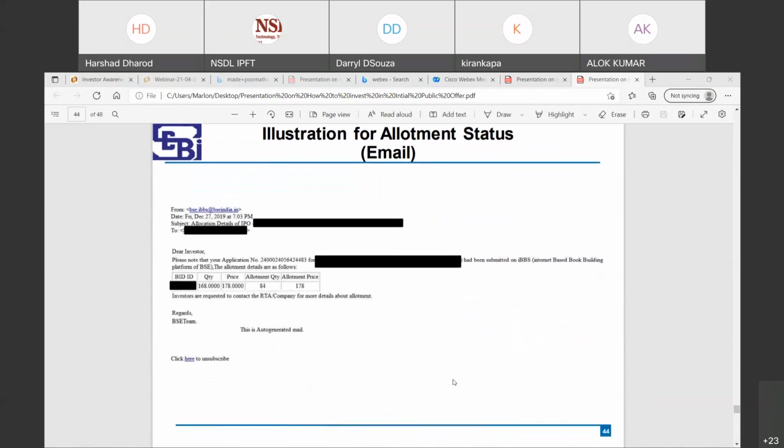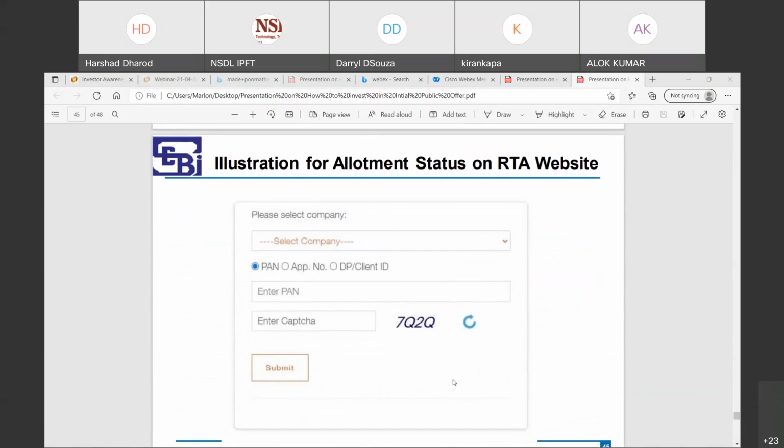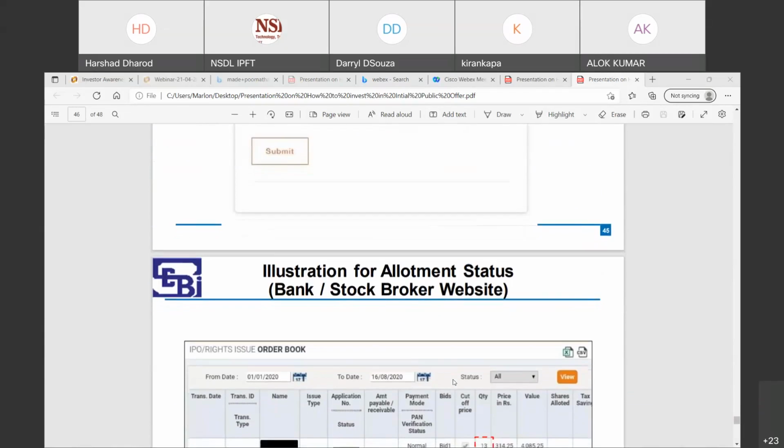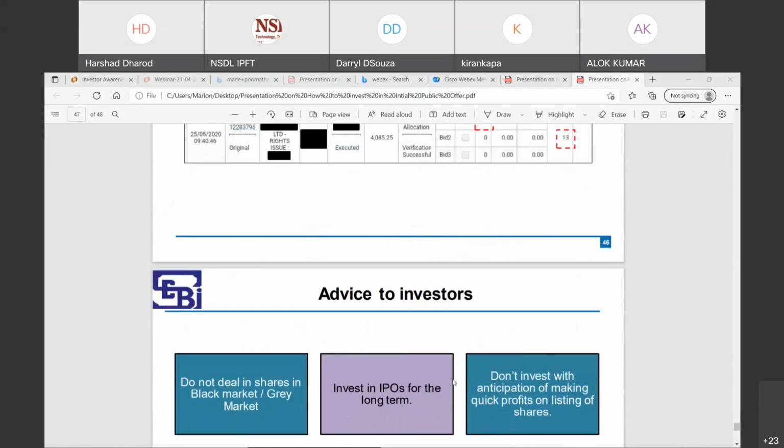I think this is the email which has gone. Registration. Or you can go and check here on the RTA website how it is given. So you can just refer to that.